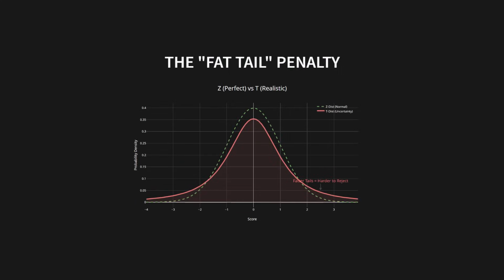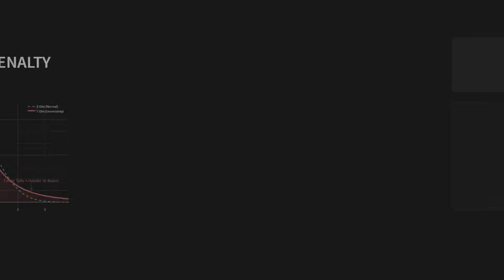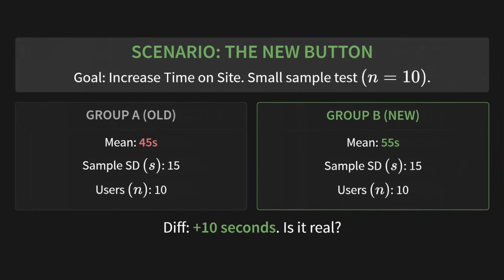All right, let's set the scene with a classic scenario. We'll call it the new button. Our goal is to increase the time users spend on our site. We're running a really small test, just 10 users in each group. For group A, who saw the old button, their average time was 45 seconds, with a sample standard deviation of 15. For group B, who saw the new button, their average time was 55 seconds, also with a standard deviation of 15. So we got a 10-second increase.